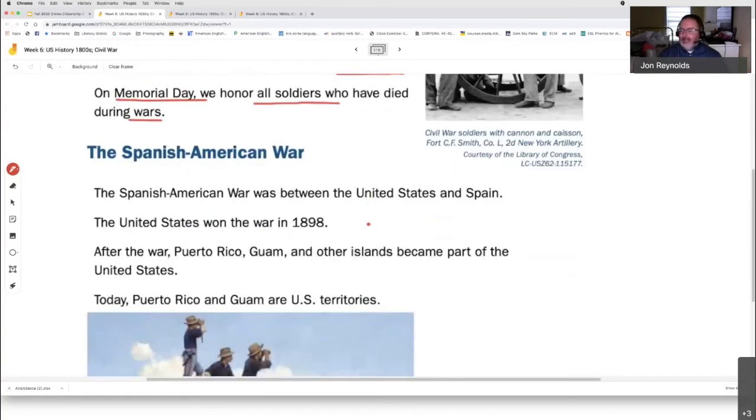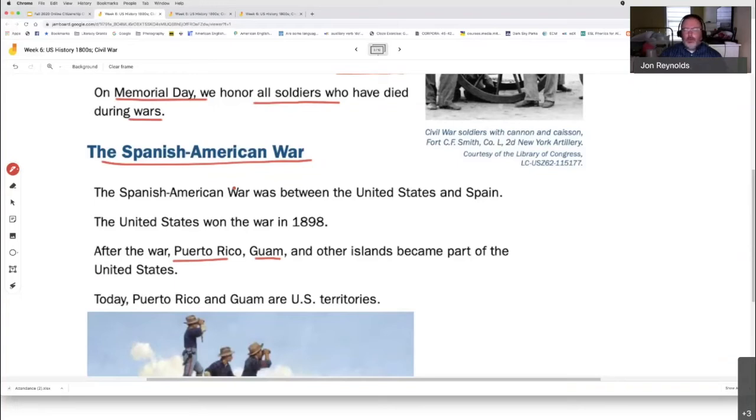Now, right at the end of the 1800s, the final war we're going to talk about, just really briefly, is what's called the Spanish-American War. Do you remember a few weeks ago when we talked about territories? Remember we talked about Puerto Rico, for example? You might remember Guam as well. Well, the reason why the United States has some of these stranger kind of territories outside of the country is because of this war, the Spanish-American War.